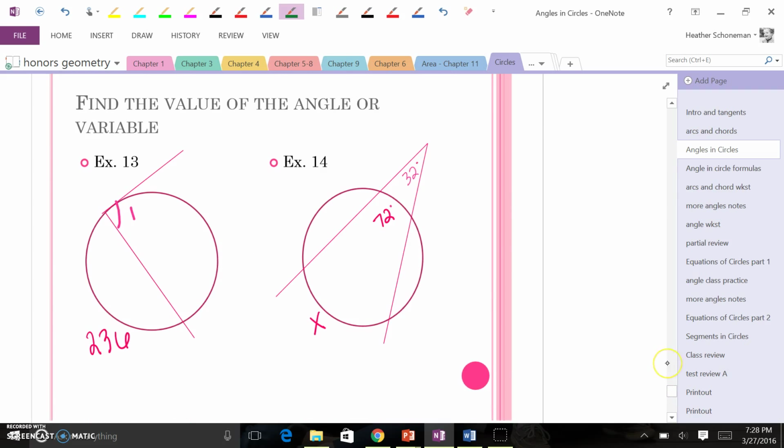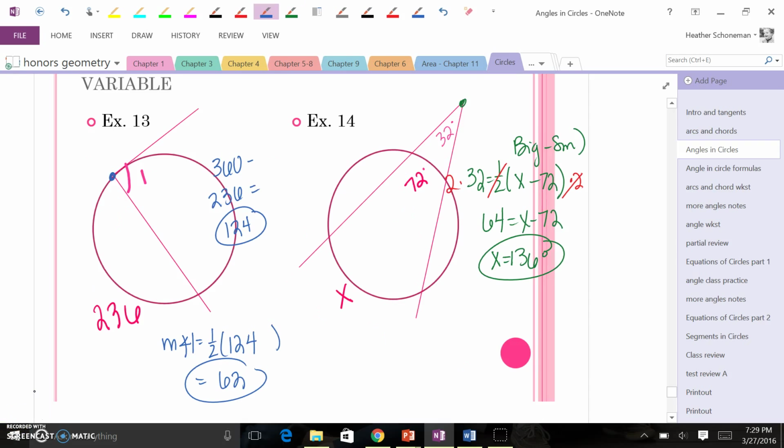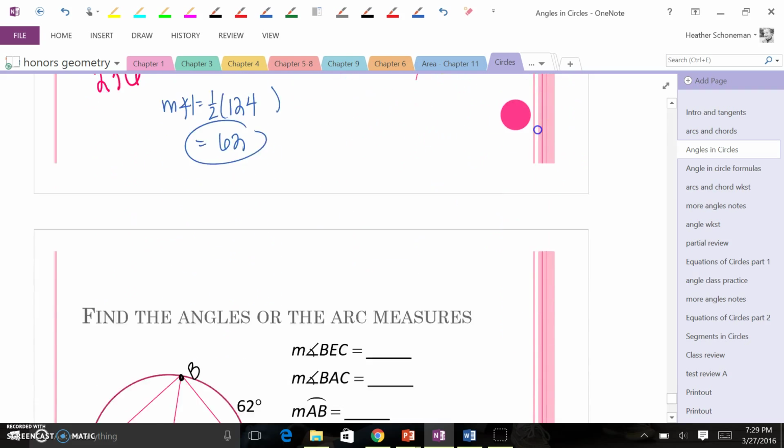Alright, try example 13 and 14 on your own. You've done enough of these, you should be able to. Okay, on example 13, the vertex was on the circle, so it's half of this intercepted arc. And so you have to do 360 minus 236 to find the intercepted arc. On example 14, the vertex is outside the circle, so it's 1/2 the big arc minus the small arc.